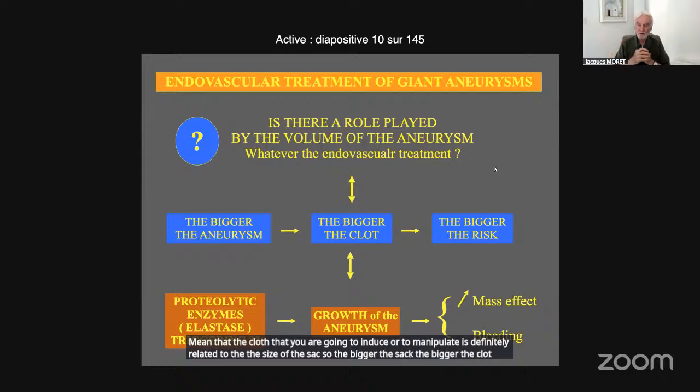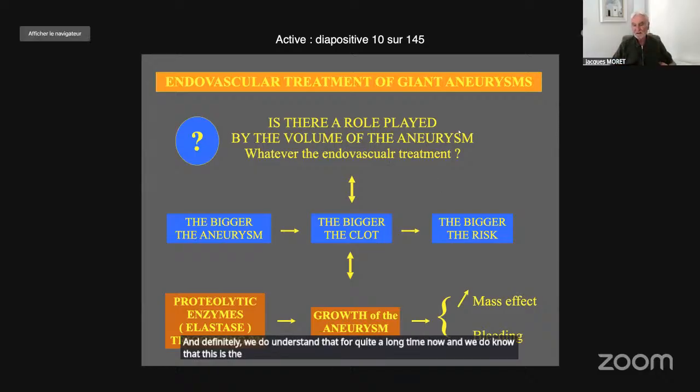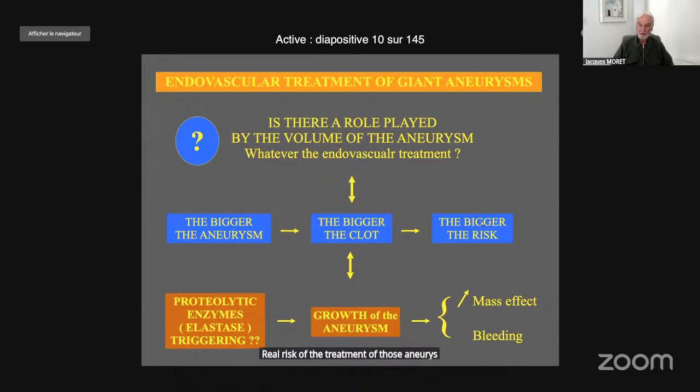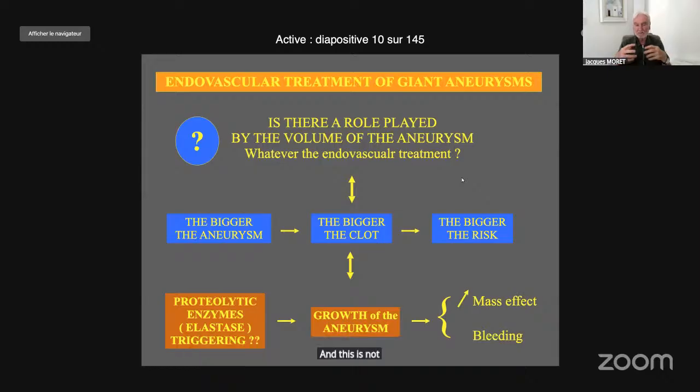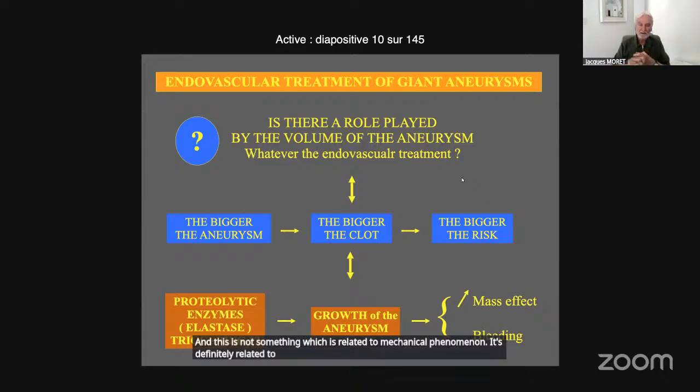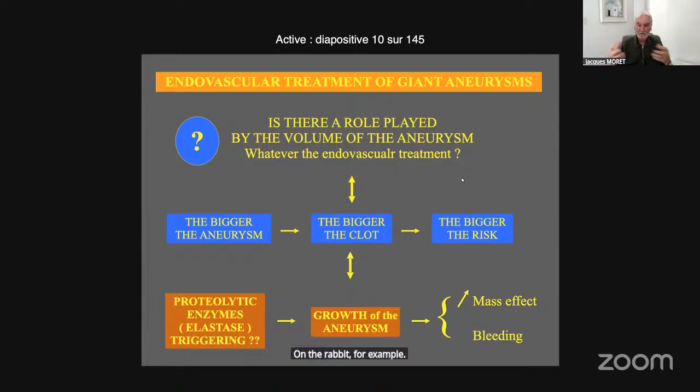And definitely, we have understood for quite a long time now that this is the real risk of the treatment of those aneurysms today: the bigger the aneurysm, the bigger the risk. This is not related to a mechanical phenomenon. It's definitely related to what we call the proteolytic enzyme release, and those enzymes are basically elastase. Elastase is an enzyme that we also use in the lab to reproduce aneurysms artificially on the rabbit, for example, which we treat or use for testing a new technology.